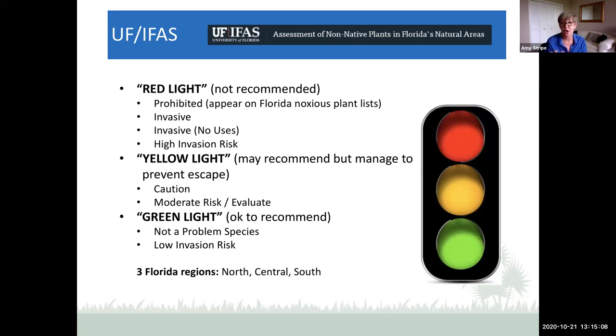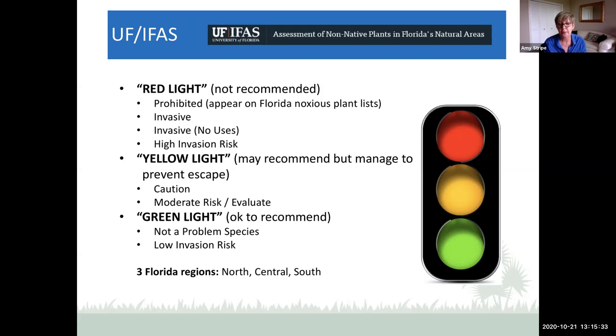Red light, do not recommend, and you'll see them labeled as prohibited, invasive, invasives no uses, which means even under best management practices, you should not plant that guy. And then high invasion risk. Anytime you see risk associated with a conclusion, that's where the predictive tool has been used. So red light, yellow light, you may recommend, but you must manage to prevent escape. And then green light is okay to recommend.